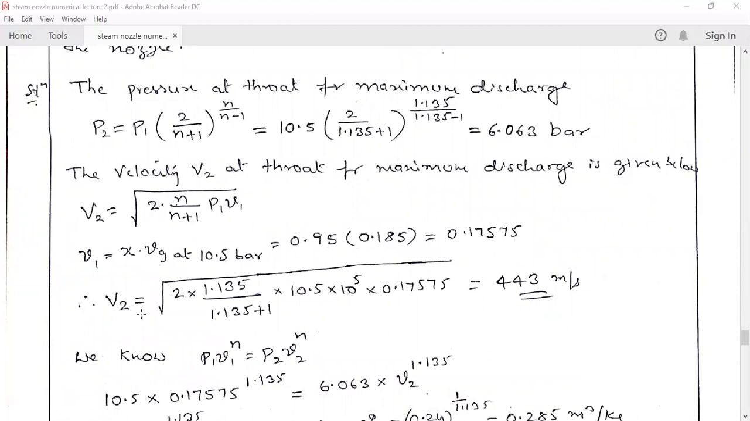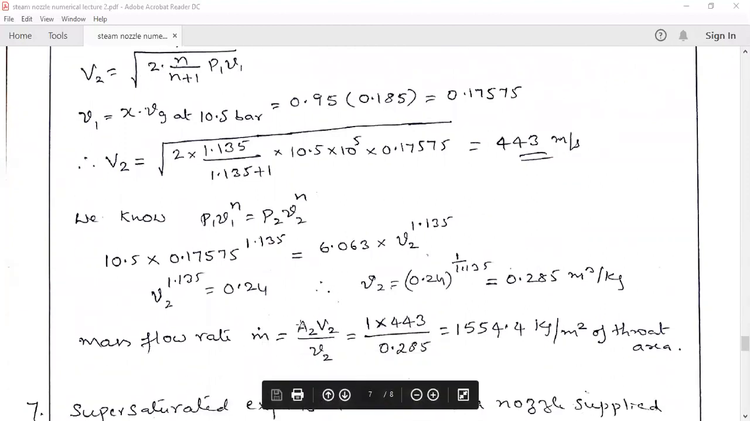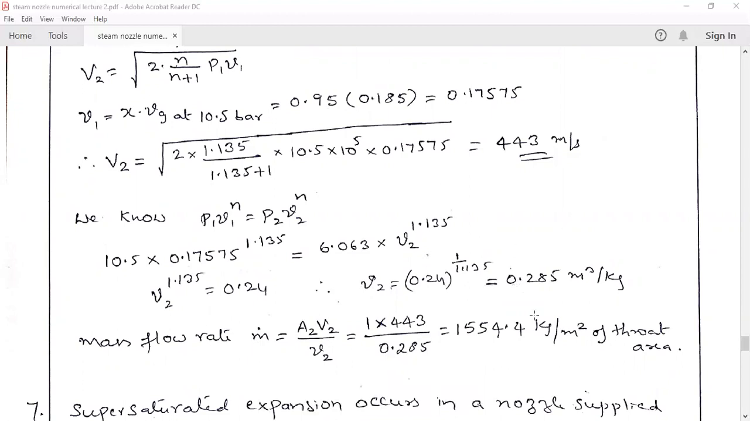Then substitute, and the velocity V2 will be equal to square root of 2 times 1.135 into P1 V1. P1 value we know, V1 value we have obtained, and you get the velocity as 443 meters per second. But we know that P1 V1 power n is equal to P2 V2 power n. Let us now find out the V2 value. Why do you need to find the V2 value? This we need to substitute in the mass flow rate value. So obtain the V2 value from P1, V1 and P2 values.